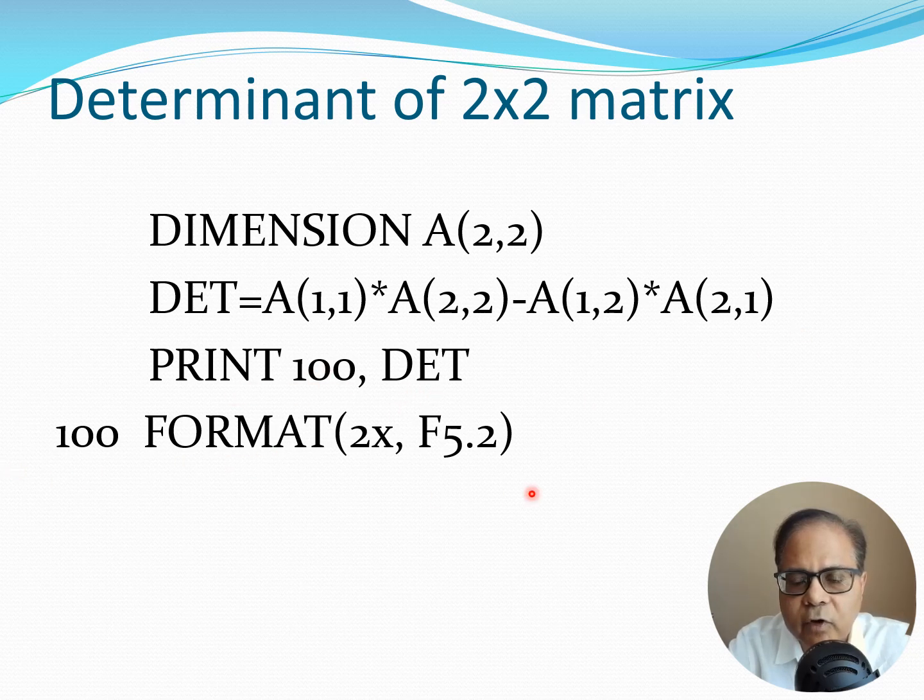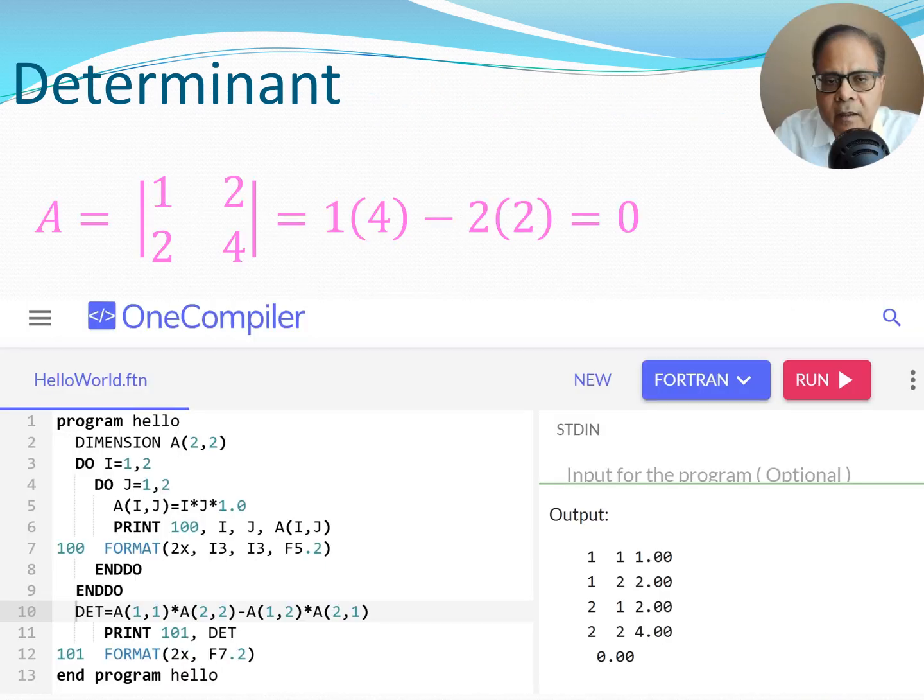Again, I can use a format statement, and I know this is a float, so let me write it as f5.2, and 2x is simply the blank space. So let's try to calculate this determinant here. So I am calculating this determinant and you can clearly see that the determinant is coming out to be 0.